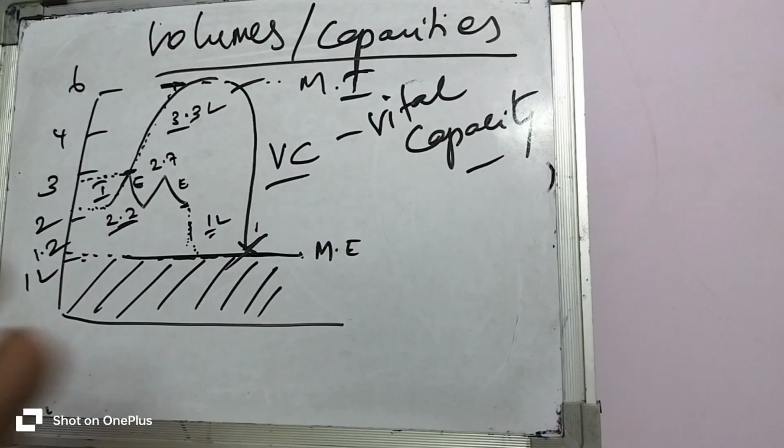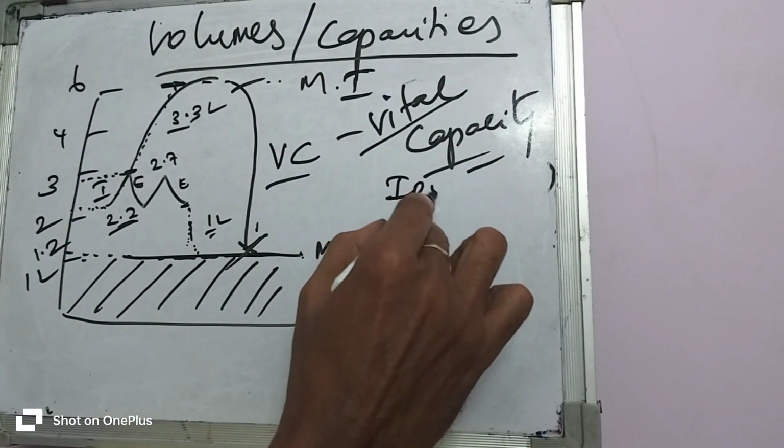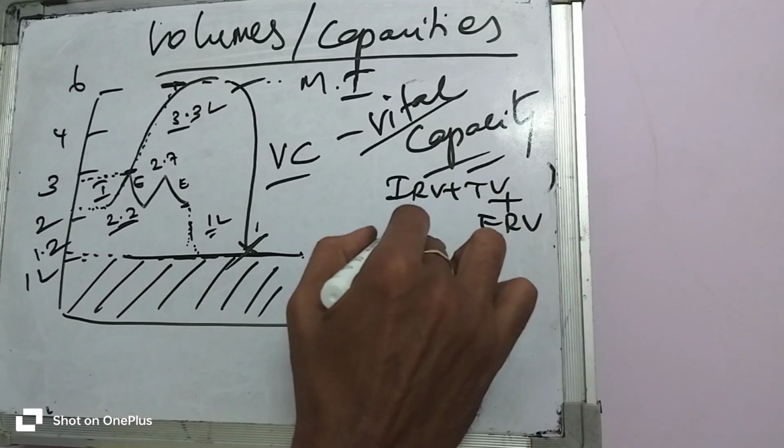So this is vital capacity. It is the sum of inspiratory reserve volume plus tidal volume plus expiratory reserve volume. It comes to around 4.8 liters.